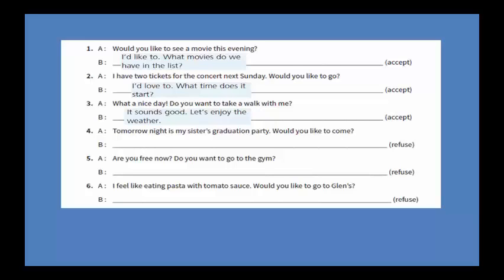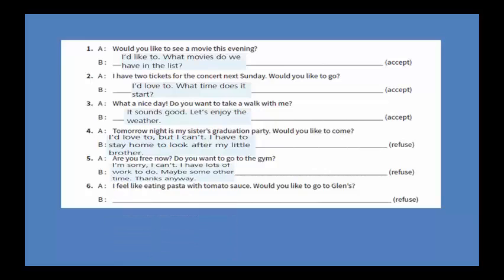Now, I want to refuse the invitation. What can I say? I'd love to, but I can't. I have to stay home to look after my little brother. And the fifth question. Now I want to refuse it again. Are you free now? Do you want to go to the gym? I'm sorry, I can't. I have lots of work to do. Maybe some other time. Thanks, anyway.